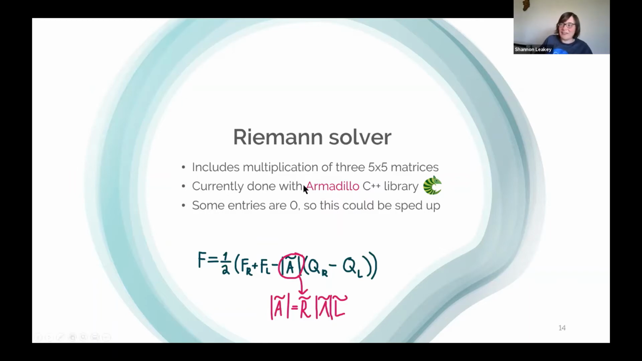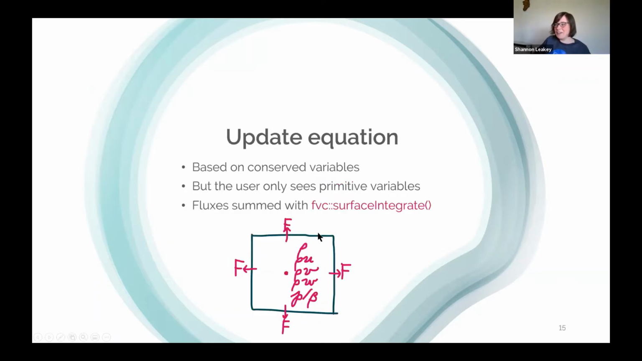I think I'm going to have to multiply them out manually, because there's a handful of zeros, which is unnecessarily multiplying out to get a 0 when I know it's going to be a 0. So I could probably speed that up, but it's okay for the moment. And then you just add up all the fluxes using fvc::surfaceIntegrate.